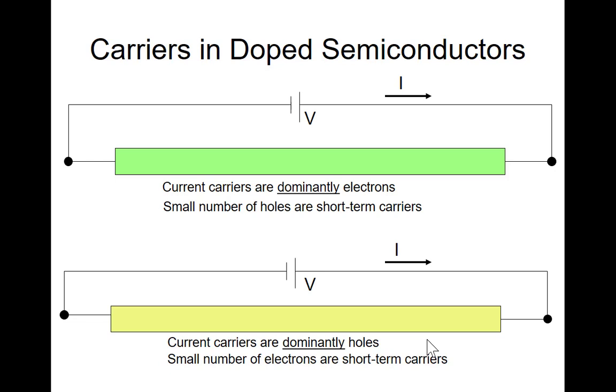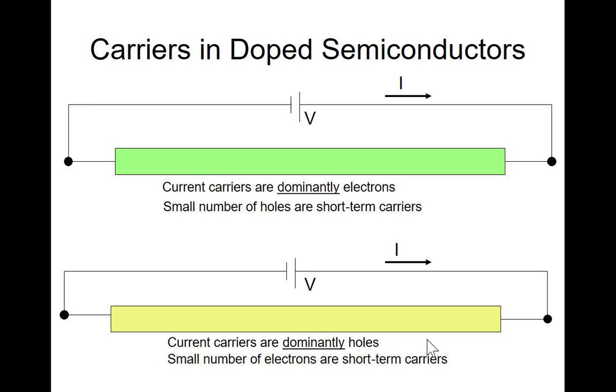Hole, H-O-L-E. We have electrons and holes. A hole is a vacancy in a valence band. An electron, if you have an electron moving, is an extra element in the valence band. So when we talk about hole current, we're looking at how holes propagate through the silicon. If we're talking about electron current, we're looking at how electrons propagate through the silicon.